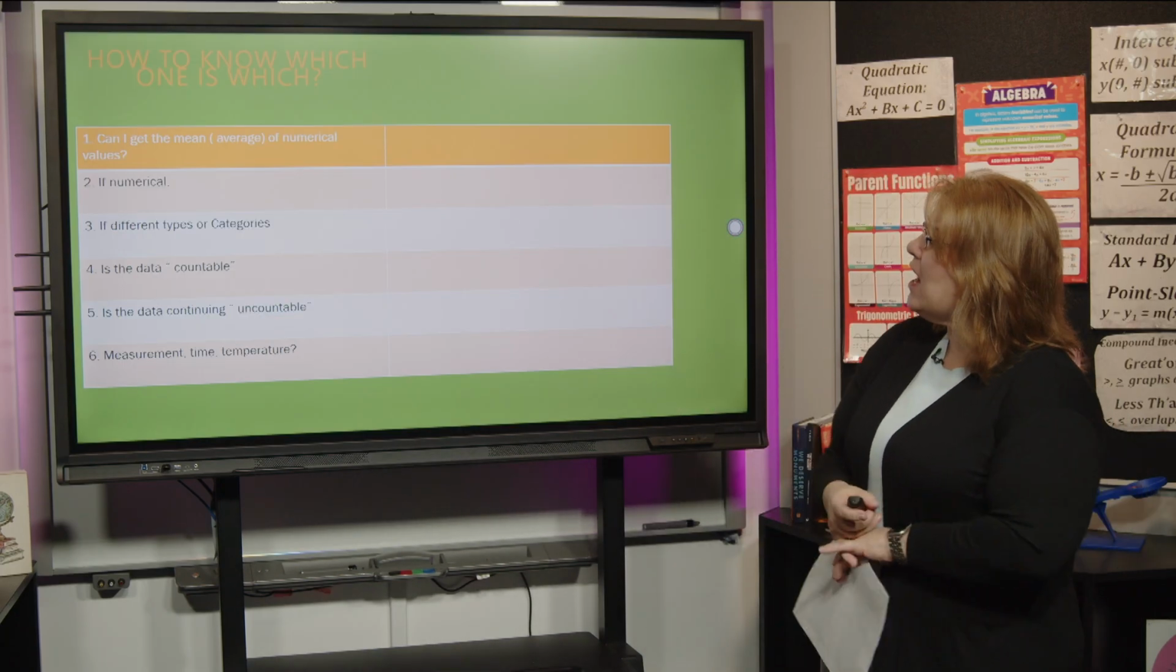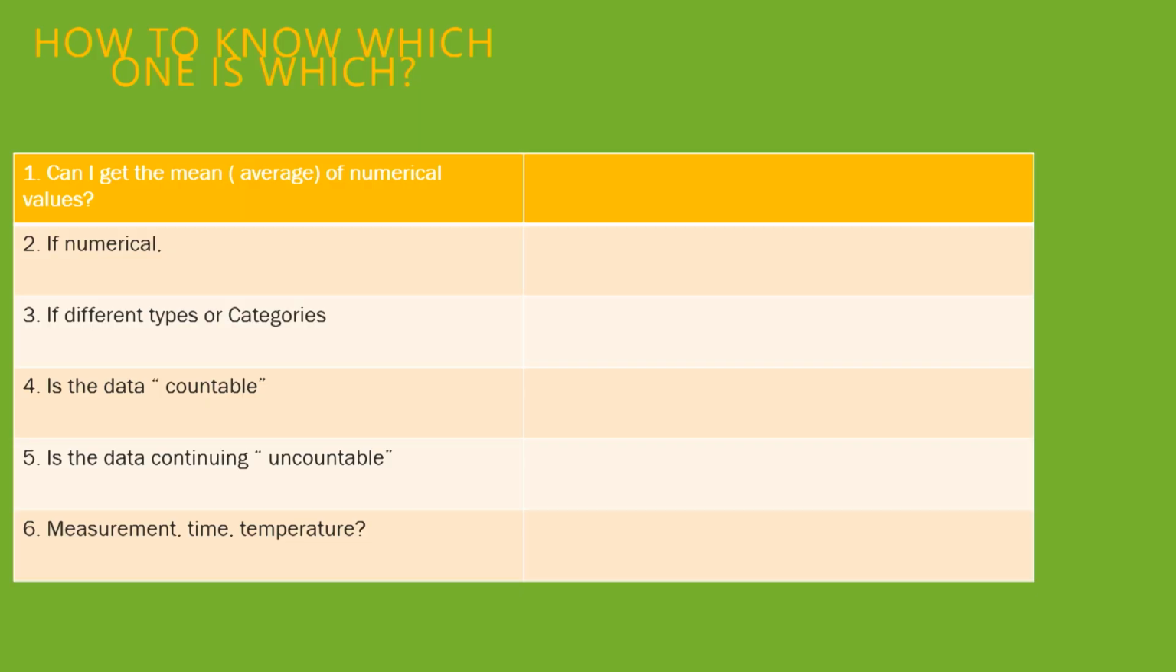So how do we know which one of these is which? I can get the mean average of numerical values. Well, obviously that's going to be quantitative. There's a quantity that we're looking at. If it's numerical, obviously it's quantitative. There is a numerical amount. If different types or categories, well, we just saw that that means categorical.